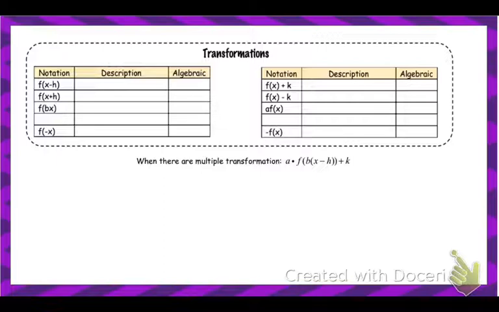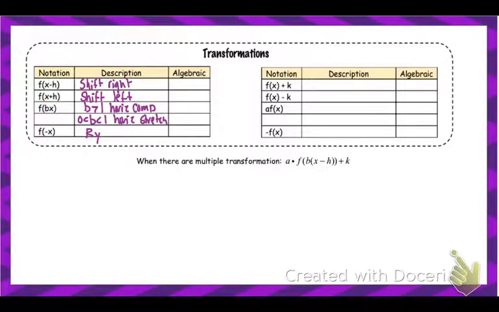f of x minus h, that's your shift right. f of x plus h is your shift left. b depended on the value. If it was greater than 1, it was a horizontal compression. If it was between 0 and 1, it was your horizontal stretch. And f of negative x is a reflection over the y. So again, everything that was in the parentheses was horizontal.